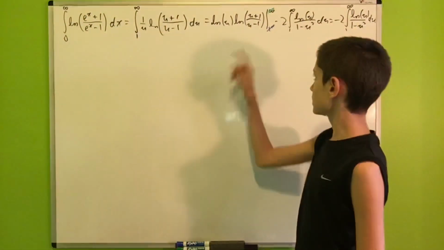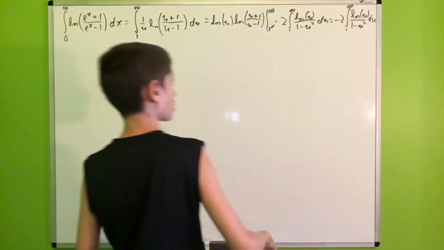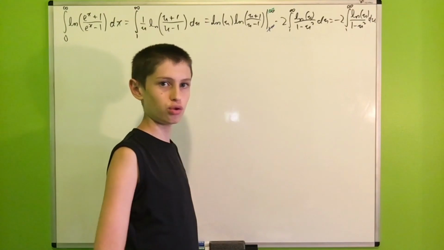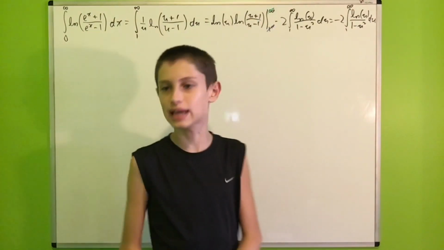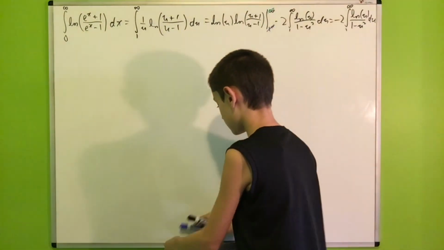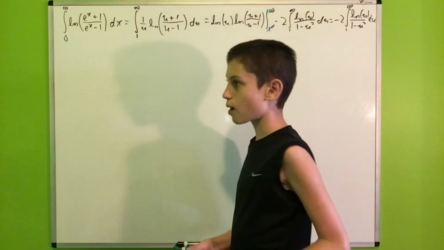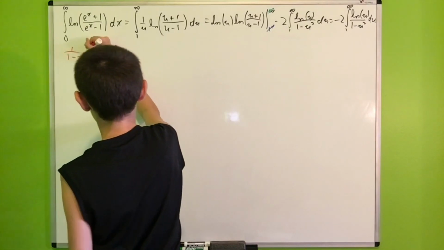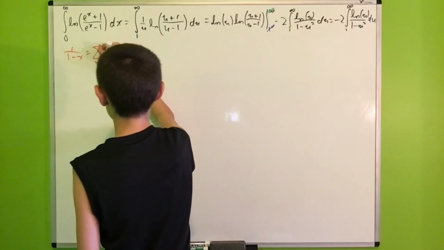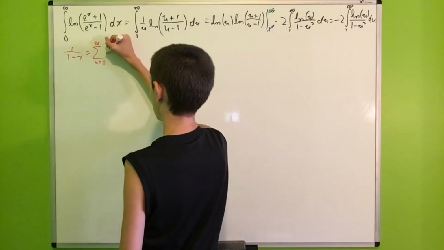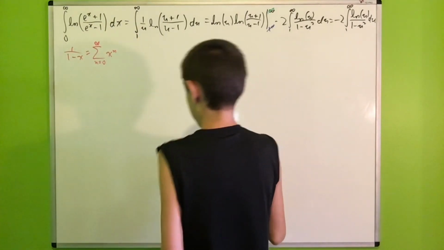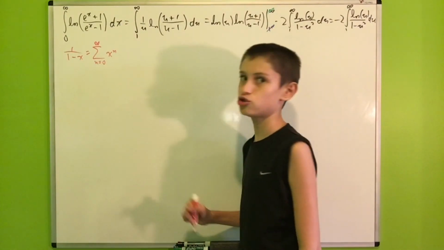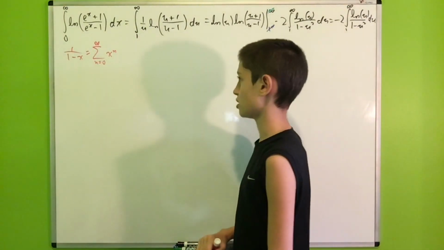Okay, so now that I've cleaned up this board, we can continue to evaluate this integral. Here is our next step. We will consider the power series expansion of 1 over 1 minus x. This is just the sum as n goes from 0 to infinity of x to the n, because it's a geometric series with first term 1 and common ratio x, so use the geometric series formula.